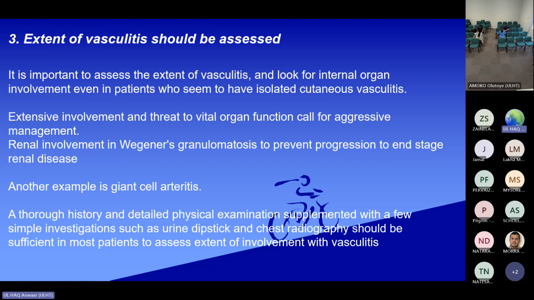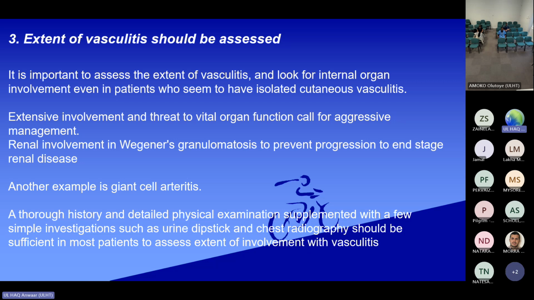The third thing is, if you think that this is vasculitis, then we need to find out the extent of the vasculitis. Is it limited to the skin, or is it involving the vital organs, including the lungs, the liver, the GIT tract, or the kidney? It's very important to find out the extent of the vasculitis, whether it is life-threatening, because this will guide us towards what treatment option we are going to adopt.